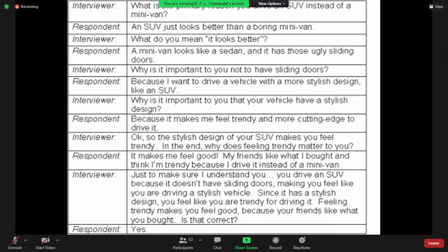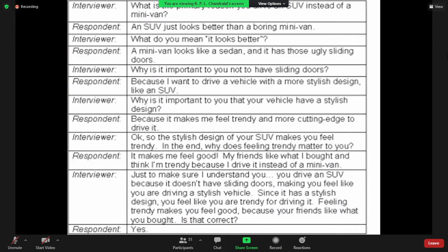So the interviewer wants to make sure: okay, so the stylish design of your SUV makes you feel trendy. And then why does feeling trendy matter to you? Now we try to go to the end. It makes me feel good, my friends like what I bought and think I am trendy because I drive it instead of a minivan. My friends accept that.